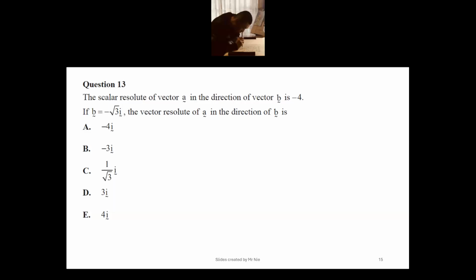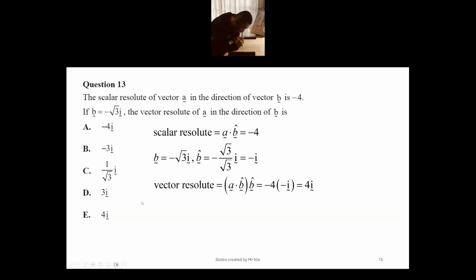Question 13 was a very good conceptual question. The scalar resolute of a vector A in the direction of vector B is -4. That means the vector A and the vector B will form an obtuse angle. If B is -√3i, the vector resolute of A in the direction of B is one of the options.